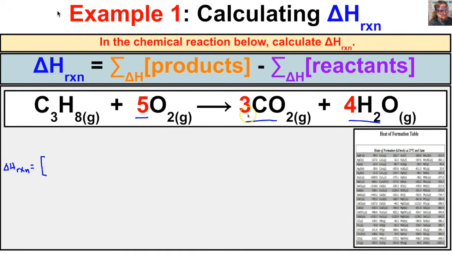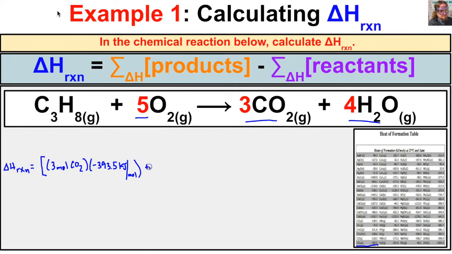If we take a look on our product side, we have 3 moles of carbon dioxide. So we're going to write 3 moles of CO2. And we're going to end up multiplying this by the heat of formation for carbon dioxide gas. If we take a look right here, it's telling us that the heat of formation of 1 mole of carbon dioxide gas is negative 393.5 kilojoules per mole. So negative 393.5 kilojoules per mole.